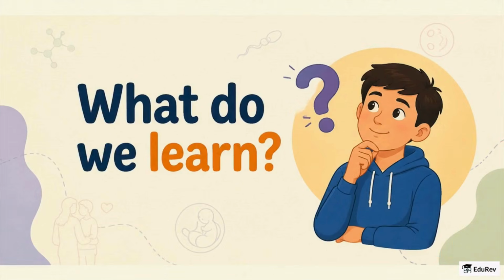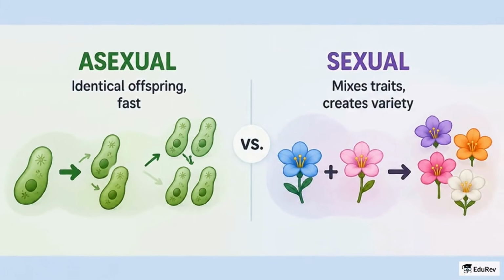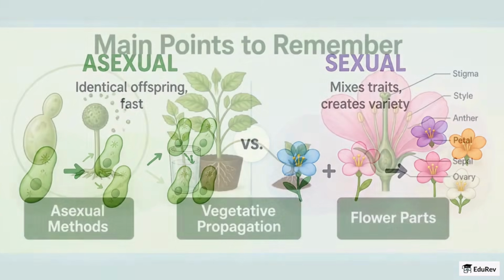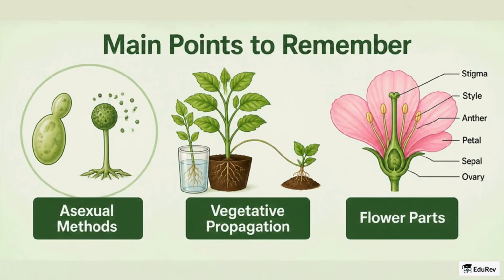So, what do we learn from this? We learn that asexual reproduction makes identical offspring fast, while sexual reproduction mixes traits and creates variety. Let us quickly remember the main points. Asexual methods like budding and spores, plant vegetative propagation, and the flower parts for sexual reproduction.